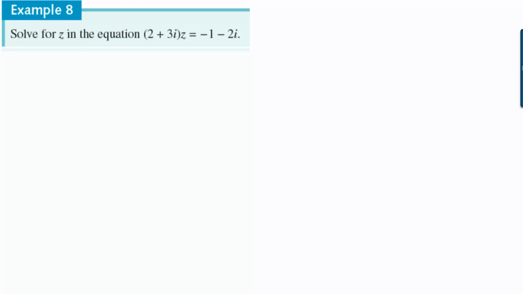Here we go. Using the skills you've learned so far, I want you to solve this. Solve for z in the equation. You have 2 plus 3i times z is equivalent to -1 minus 2i. It's the same thing. Use all the skills you have. You have add, you have subtract, you have multiply, and you can now find the inverse as well, which is divide. I want you to find z for me. How do we find the value of z?